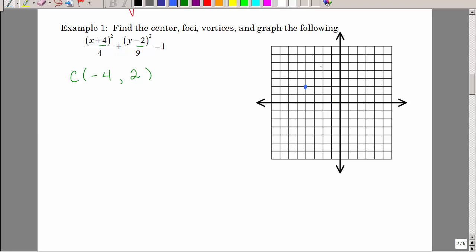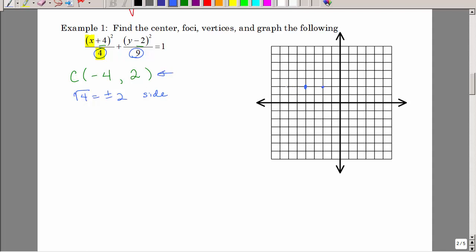Now, how do we get the other stuff to graph it? Easy. We take those two numbers. Let's take the square root of 4, which is plus or minus 2, and since that is underneath x, we're going to go in the x direction. So we're going to go side to side from the center 2.